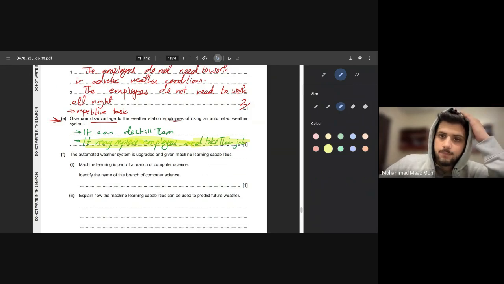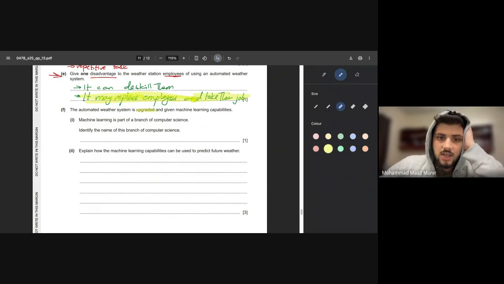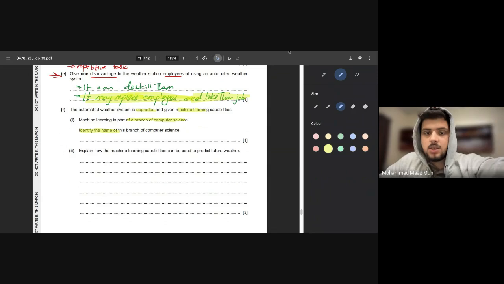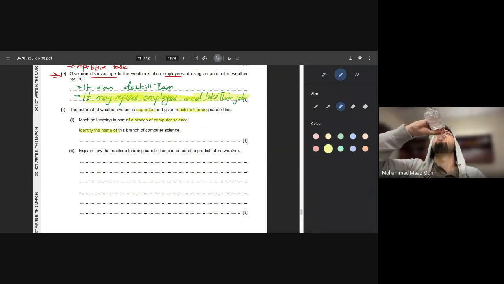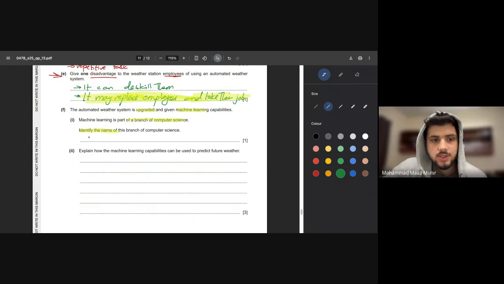So now the next part says that the automated system is now upgraded and given machine learning capabilities. It says that machine learning is a branch of computer science, and we just need to identify the name of this branch. What do you guys think? What's the branch name? It's something very common. Perfect. It's artificial intelligence. So we're going to be writing artificial intelligence up here.